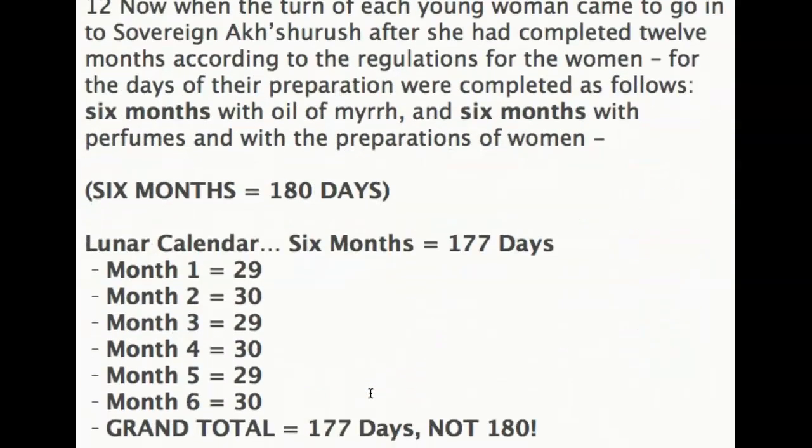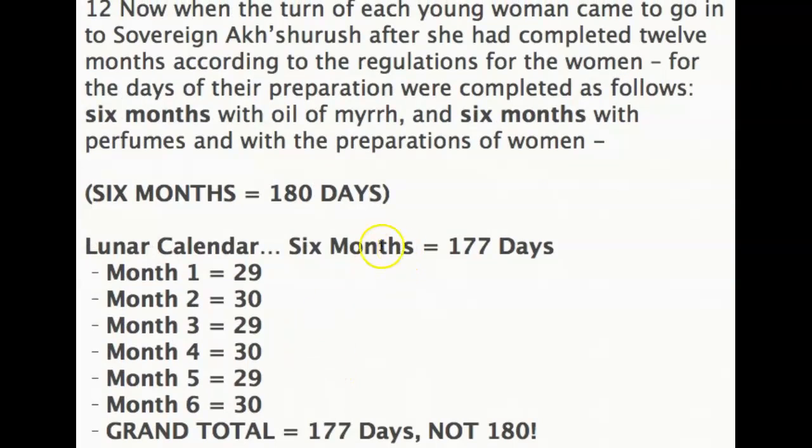But if you look at the lunar calendar, mathematically speaking, you see that 6 months, according to the lunar calendar, is 177 days, because a full year is 354 days. So if you divide 354 by 2, you get the number 177, because month 1 is 29 days, month 2 is 30 days, month 3 is 29 days, month 4 30 days, month 5 29 days, and month 6 30 days, giving us a grand total of 177 days, not 180 days.